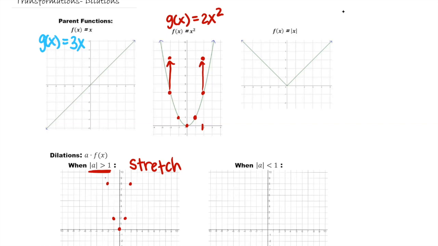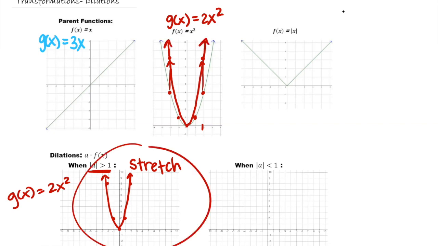So here is the g of x function. Again, g of x is 2 times x squared. So it stretched it out. It's hard to tell on the top one, but you can see what it looks like down here. It's like they took hold of the end of this and pulled it up. They stretched it out.